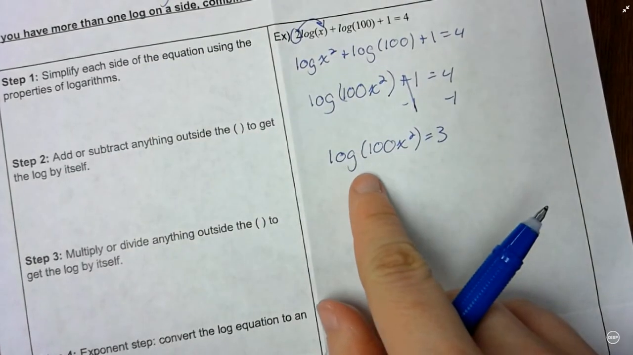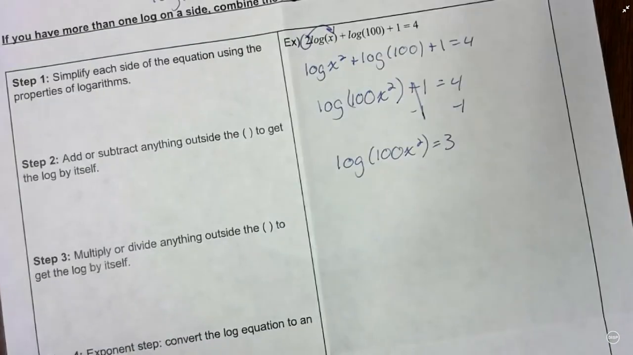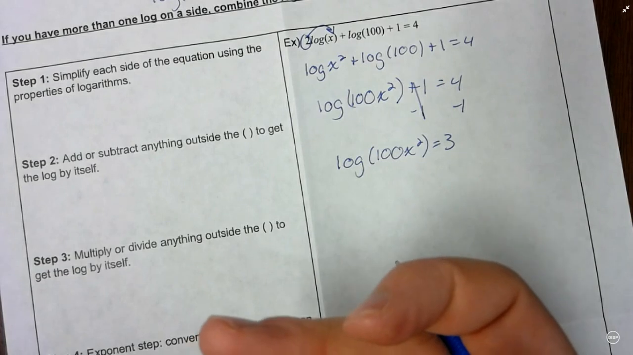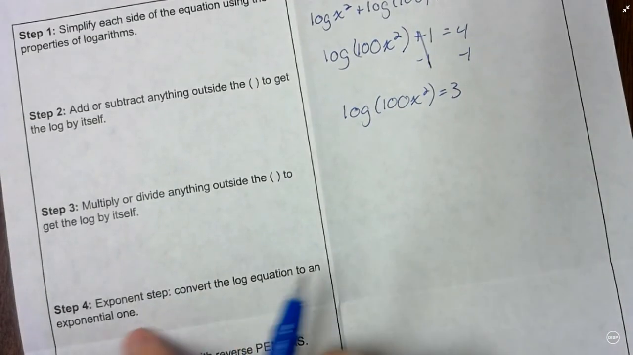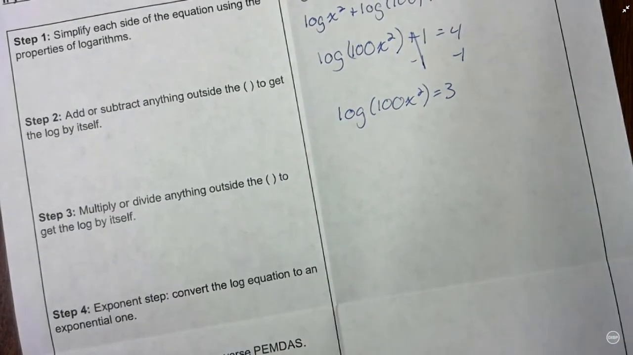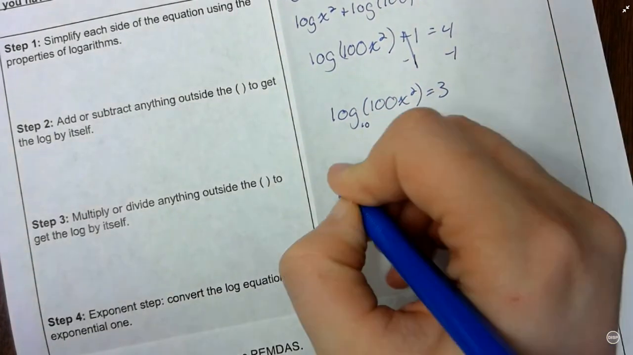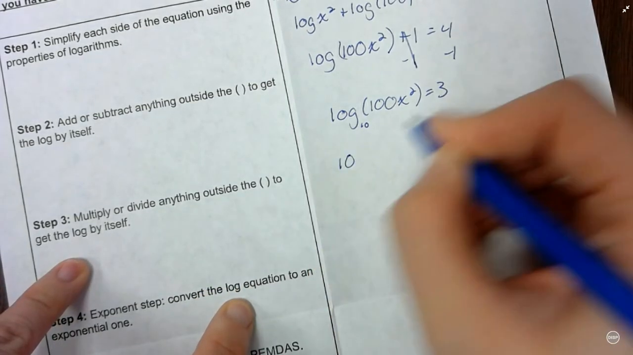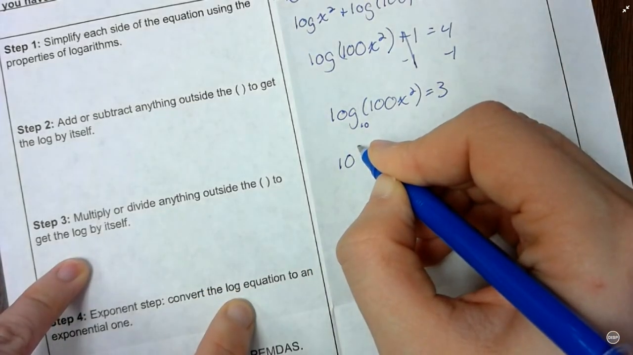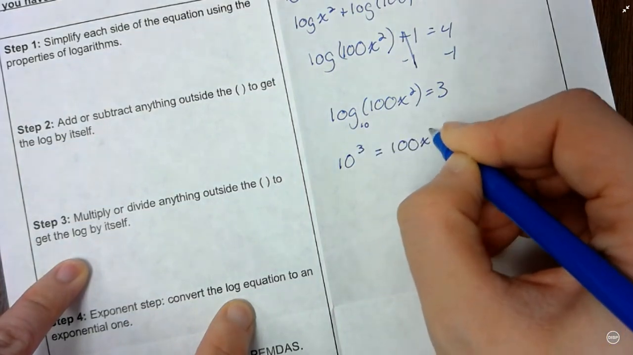Good. Multiply or divide anything outside parentheses to get the log by itself. I don't have anything, so I'm good. Don't have to worry about that. So then I'm at the exponent step, and I want to convert the log equation to an exponential one. So remember, if there's no base written, it's automatically base 10. So I'm going to write this as 10 to the power of 3 equals 100x squared.